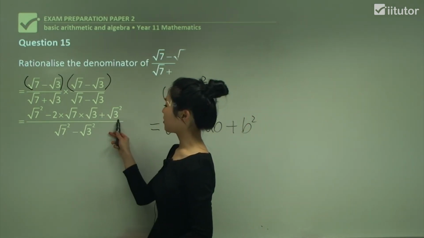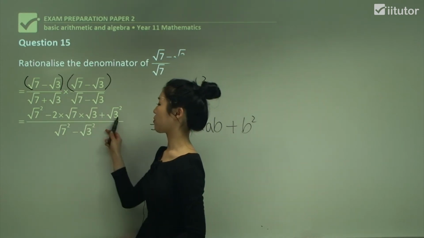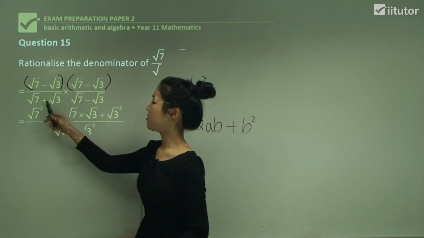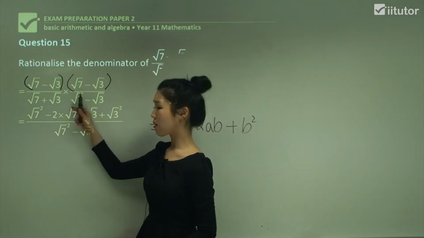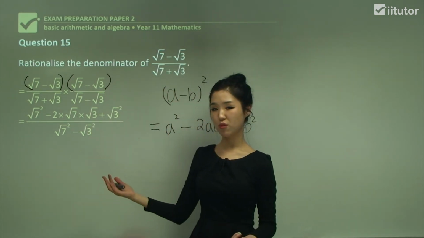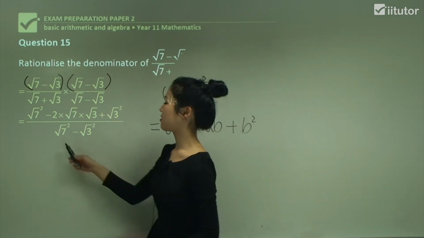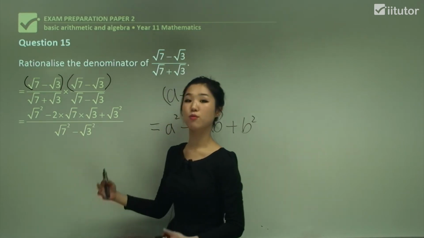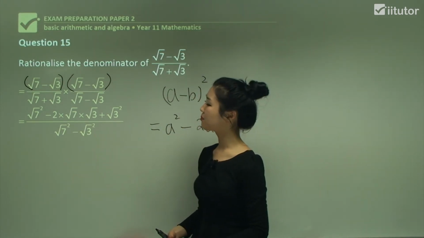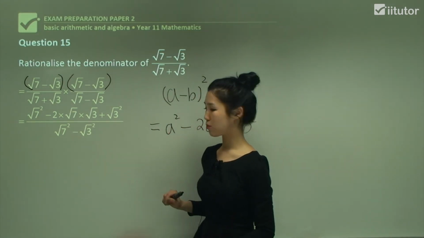So, and then finally b squared, so it's going to be root 3 squared. And in the denominator, this is root 7 plus root 3, root 7 minus root 3. How do we expand that? It's just going to be root 7 squared minus root 3 squared. Okay, so just some basic knowledge we're using there.